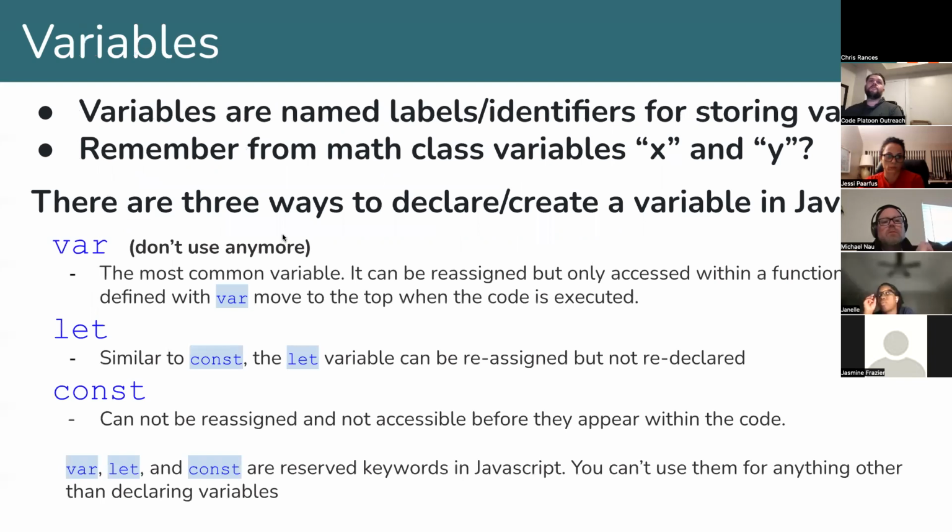All right, so variables. Variables are named label identifiers for storing values. Remember from math class, variables x and y. There are three ways to declare or create a variable in JavaScript. There is var, which says we don't use it anymore. So here's the caveat. When we write new code, we typically won't use var anymore.